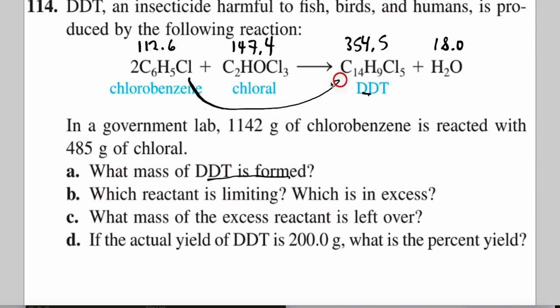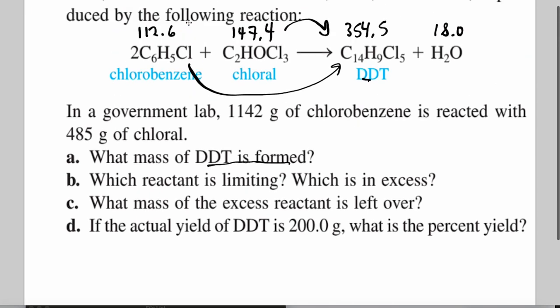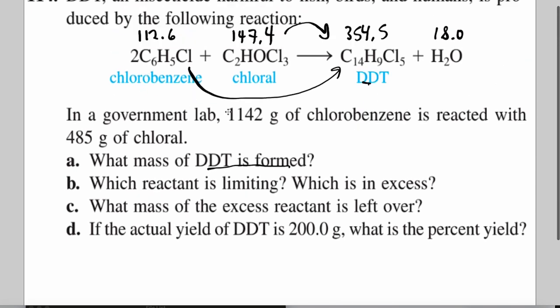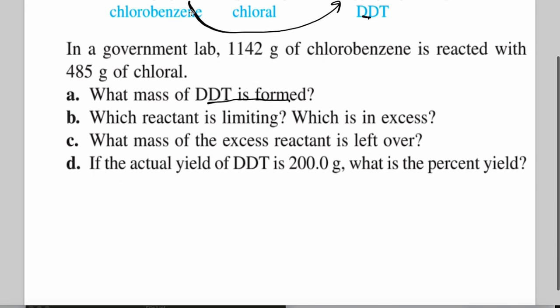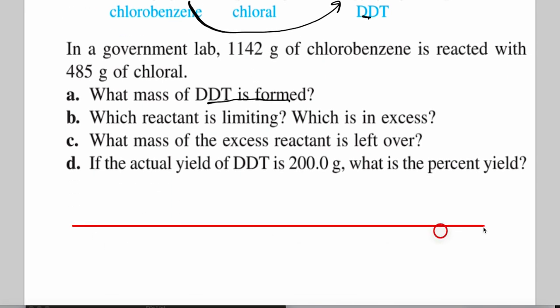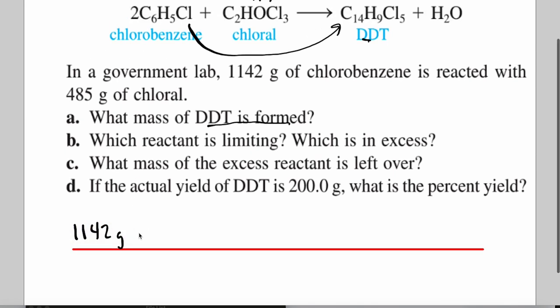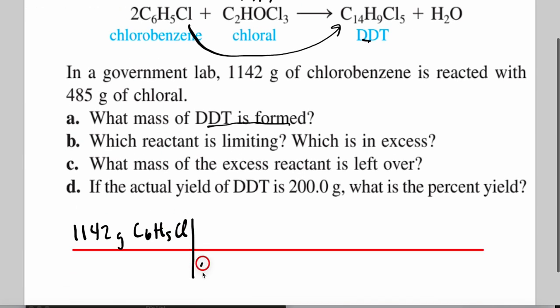So we're going to go from here to here and there to there. Those are my first two grids, reactants to the products, right? Departure, arrival, both comparing DDT. So here we go. The first one, I'm going to take the chlorobenzene, the amount given, which is 1142. I'm going to make a grid like this. I'm going to drop the 1142 grams of chlorobenzene, C6H5Cl, right there. The molar mass is 112.6.